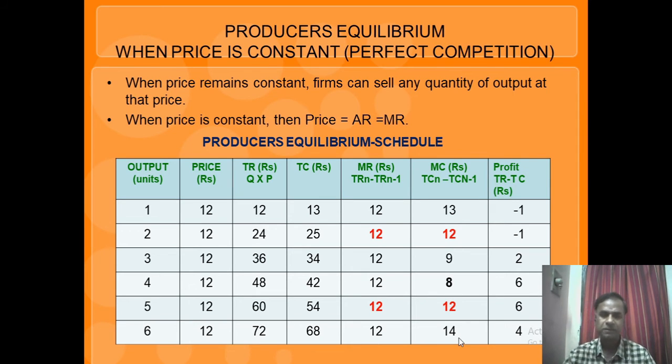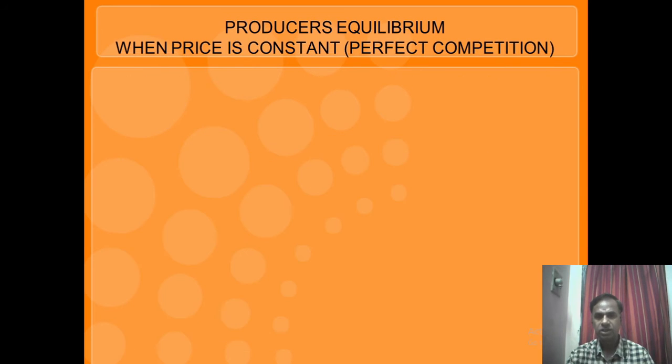That's why the producer will not go further and he will be in equilibrium at 5 units of output, where MR is equal to MC. The second condition, MC is greater than MR. And the third one is the maximum profit they are getting at the 5 units of output. That's why when the producer produces 5 units of output, he will be in equilibrium.